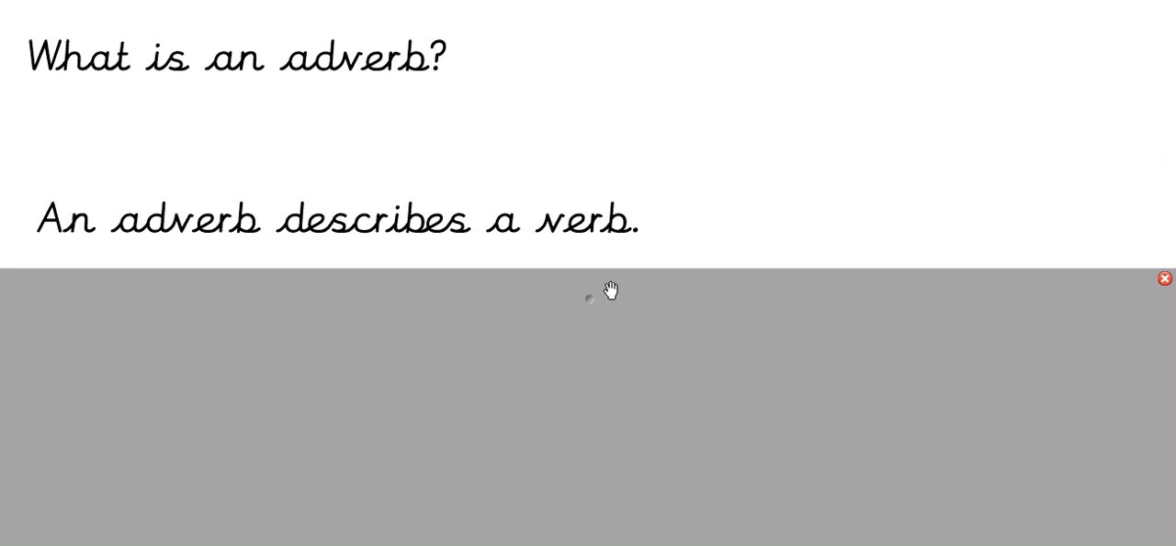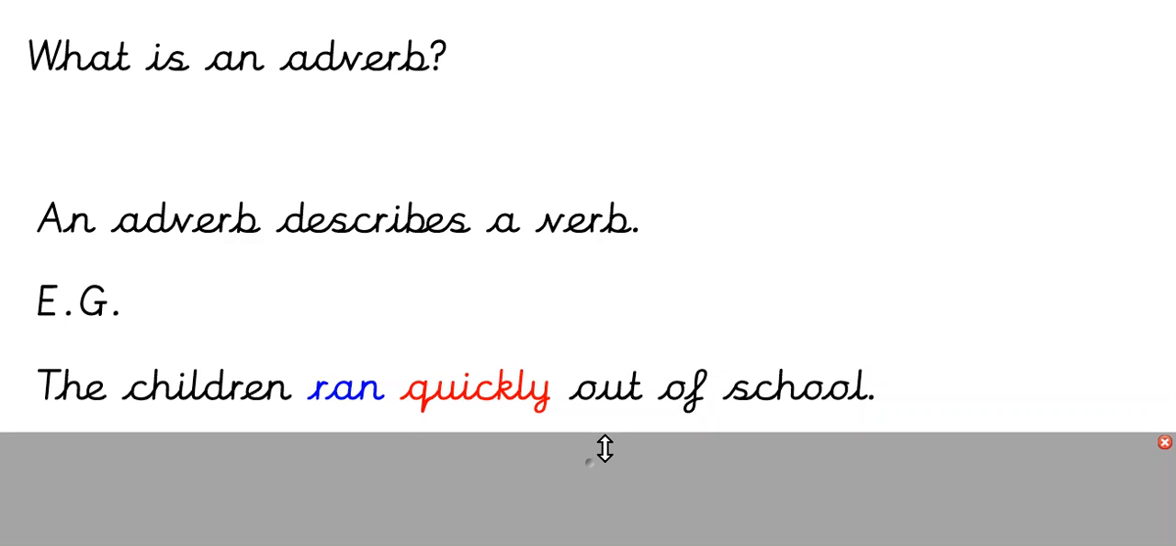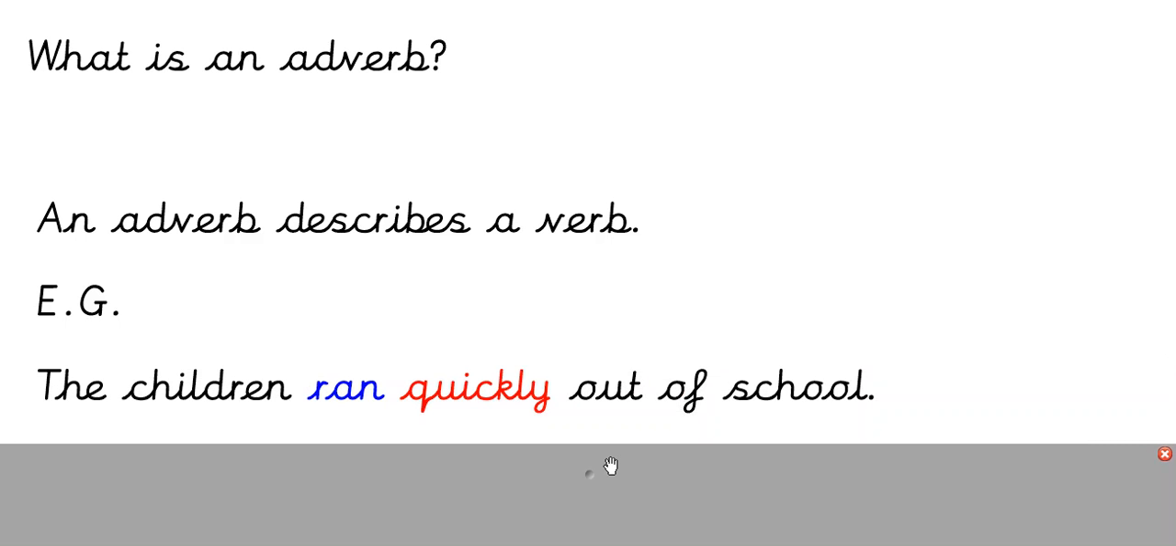So an adverb describes a verb. So for example, in the sentence, the children ran quickly out of school, the first thing that I'm going to do is identify my verb. So remember, a verb is an action, it's a doing word. So in this sentence, the verb is ran because it's the thing that is being done, it is the action.